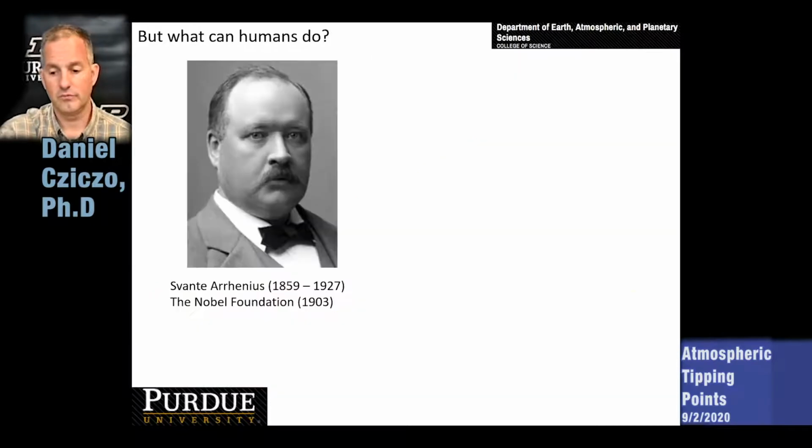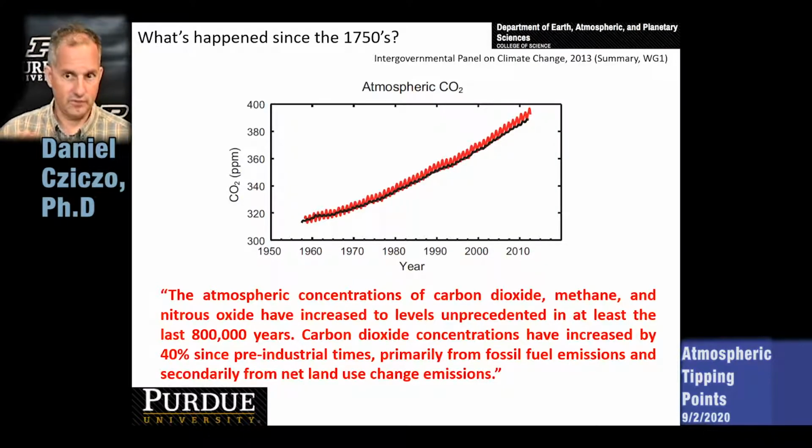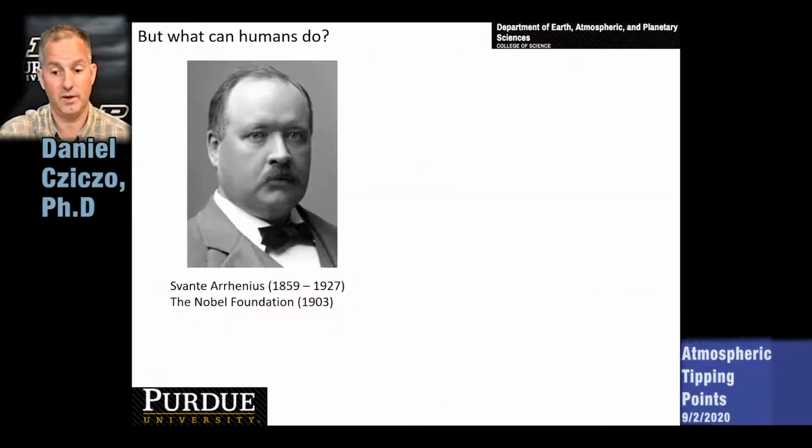And so there's a quote from a recent report from the Intergovernmental Panel on Climate Change that atmospheric concentrations of carbon dioxide and the other greenhouse gases, methane, nitrous oxide, are due to human activities, or at least in part due to human activities, have increased to levels unprecedented in at least the last 800,000 years, that long-term climate record that we showed at the beginning of this talk. Carbon dioxide concentrations have increased by 40% since pre-industrial times, and this is having an impact on the temperature of the planet.